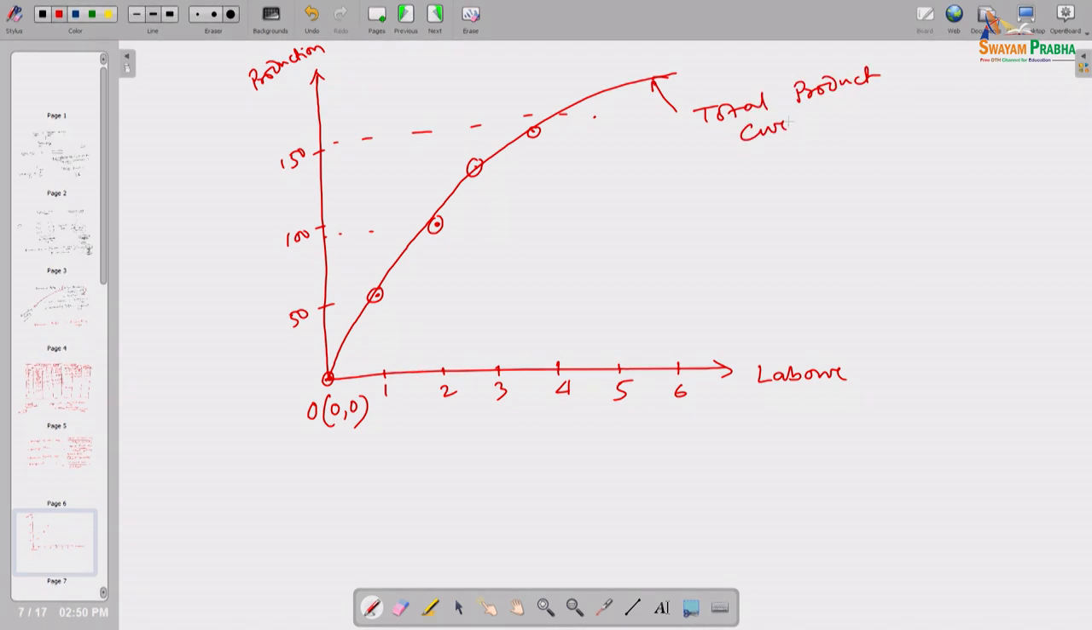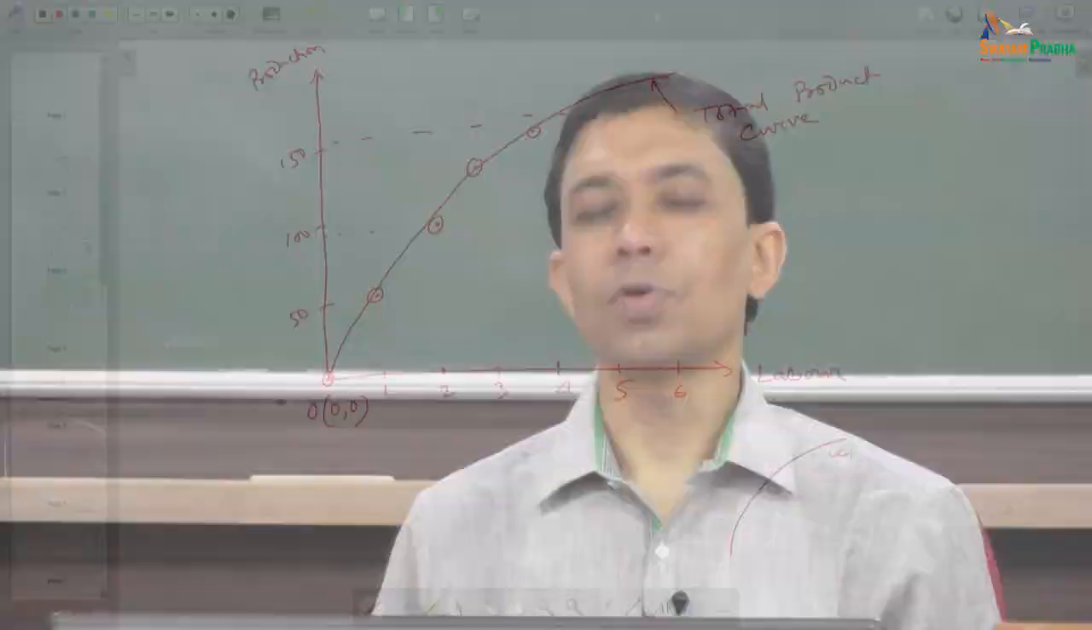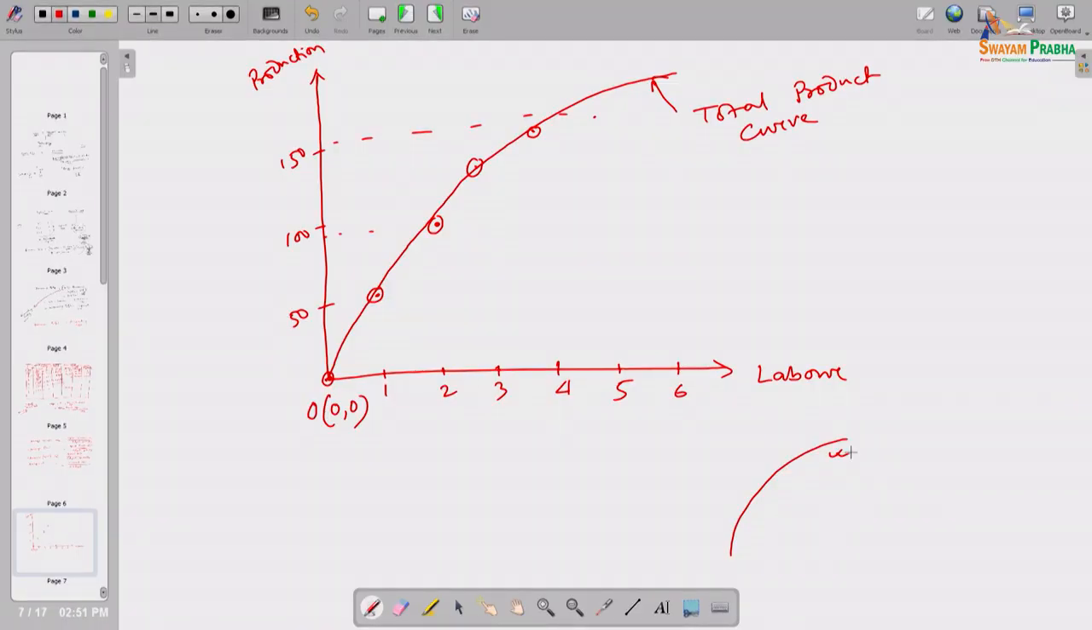So, what is the total product curve? In a two dimensional framework, we are drawing a diagram where on the horizontal axis we are measuring the variable input and on the vertical axis we are measuring total output. And in that way, we will get this kind of concave curve, that is called the total product curve. It is usually concave, because as you are hiring more and more variable input, your total output will increase. Look at here, from this point to that point, output is increasing, this much increment in output. But the rate at which output is increasing is falling. So, this is called the total product curve.